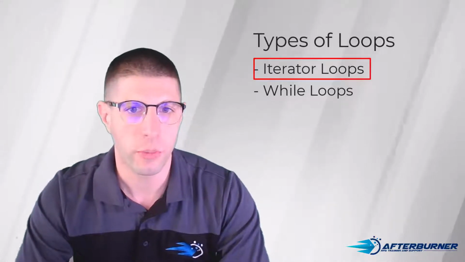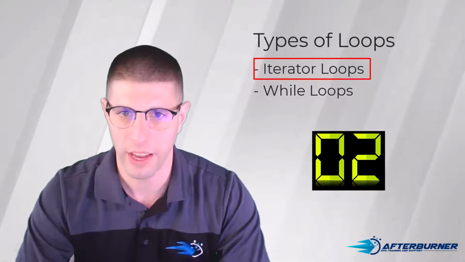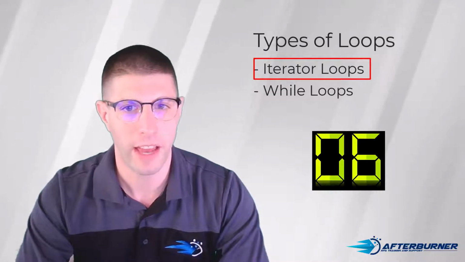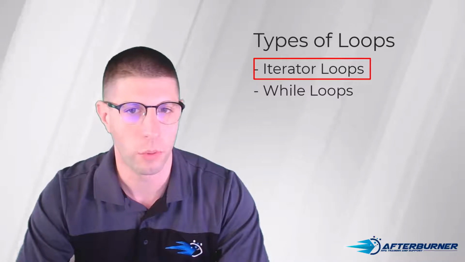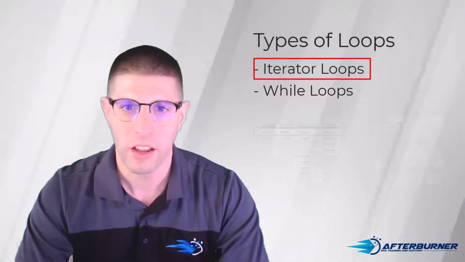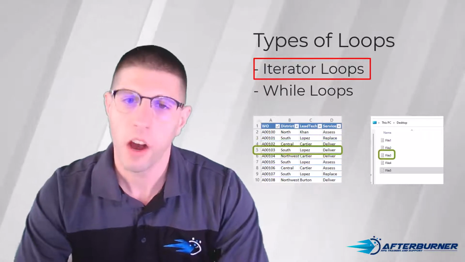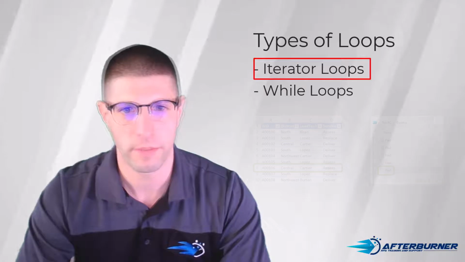Iterator loops are loops that iterate through a set of objects, such as the set of numbers 1 through 10. In other words, the loop repeats the process we gave it 10 times, or once for every number in the set of numbers 1 through 10. Other sets, like all of the rows in an Excel spreadsheet or all of the files in a folder, are also iterator loops that we'll go into in more detail in a future course.